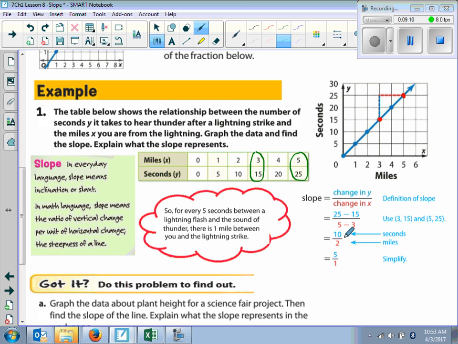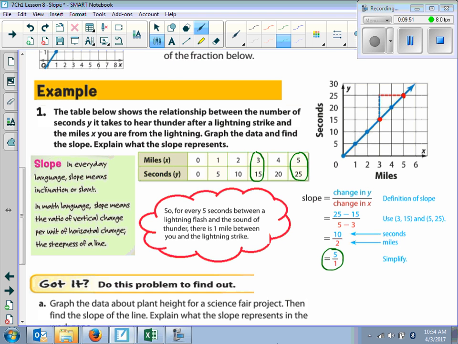If I simplify this to a unit rate, that's going to give me a constant rate of change, which is going to be 5 over 1. Now, did everybody hear what I just said? The unit rate gives me a constant rate of change, which gives me the slope, right? So constant rate of change, unit rate, slope, all mean the same thing, okay? So here it says for every 5 seconds between lightning flash and the sound of thunder, there is 1 mile between you and the lightning strike, and that is what that slope means.